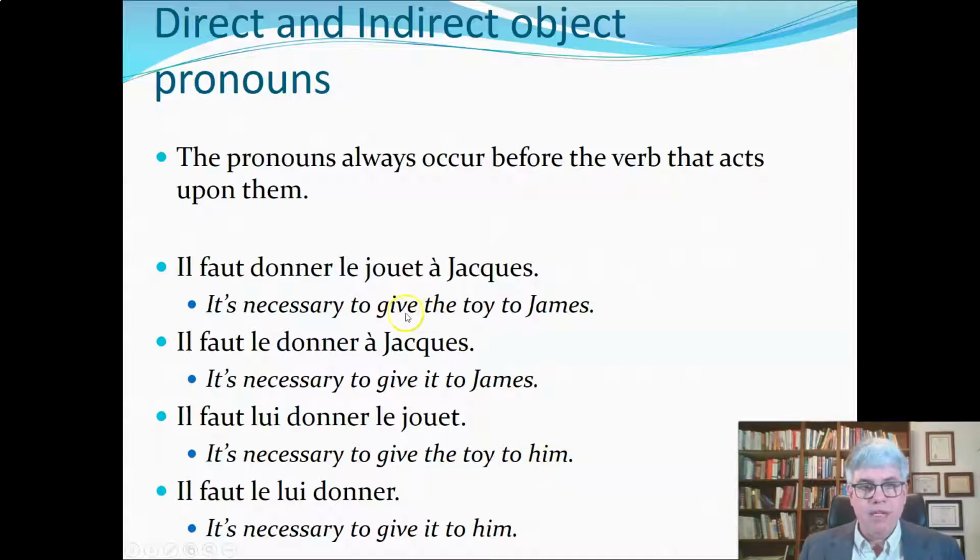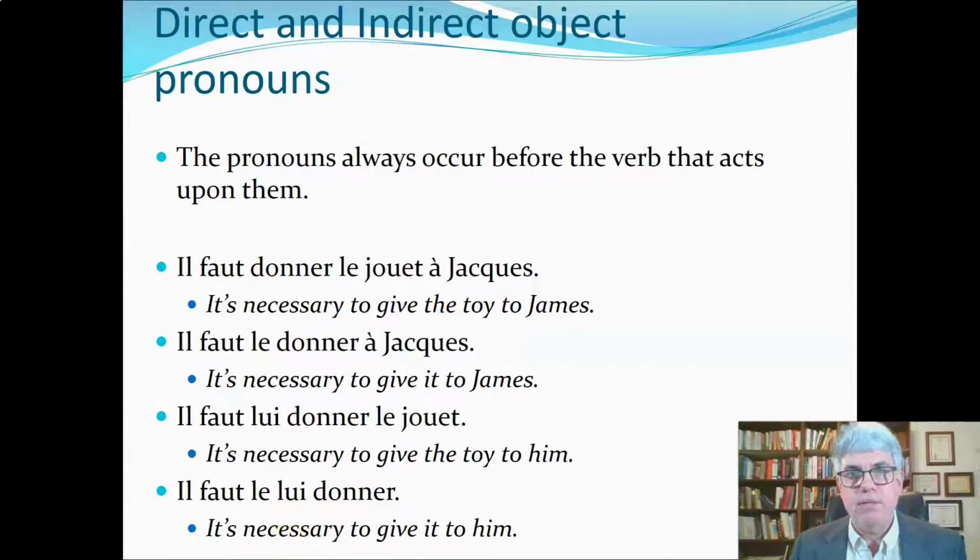Or we could replace both the toy and to James by pronouns. Il faut le lui donner. It's necessary to give it to him. So that's how we would translate, it's necessary to give it to him.